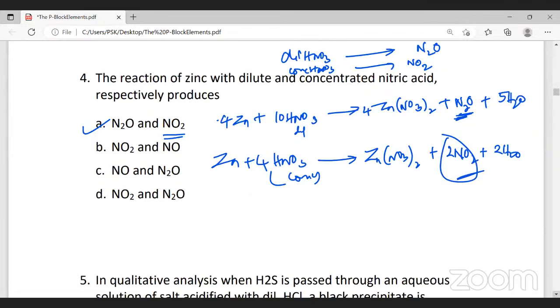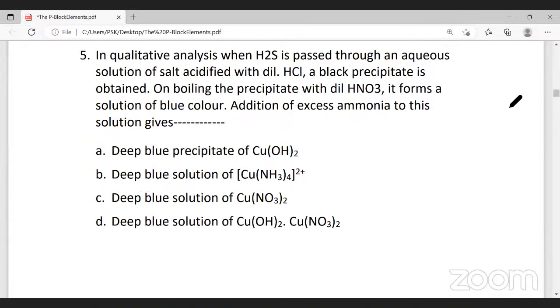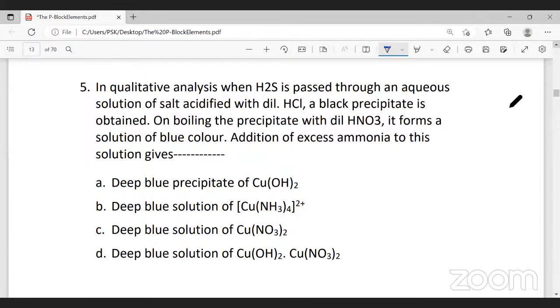The next question. In qualitative analysis, when hydrogen sulfide is passed through an aqueous solution of a salt acidified with dilute HCl, a black precipitate is obtained. On boiling the precipitate with dilute nitric acid, it forms a solution of blue color. Addition of excess ammonia to this solution gives: deep blue precipitate of copper hydroxide, deep blue precipitate of cuprammonium complex, deep blue solution of cupric nitrate, or deep blue solution of cupric hydroxide and cupric nitrate.